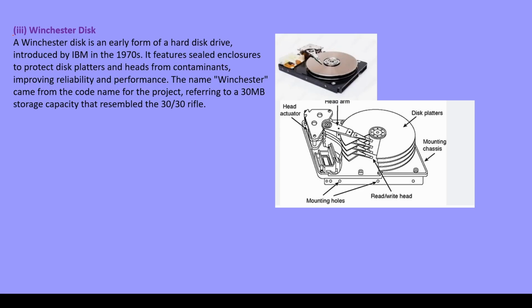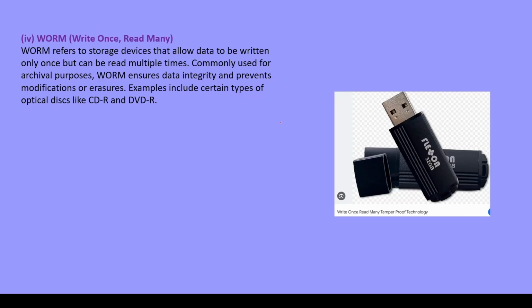So next we move to Winchester disks. What are Winchester disks? As you know, the hard disk is a very old model from IBM in 1973. It is an enclosure to protect disk platters, and you can see the plates here and the code name project referring to 30 MB storage. Write once, read many, as we know from the pen drive, which is called WORM. We can write once, and many times you can read on multiple devices, systems, TVs and portable devices; just insert the pen drive and you can read it many times.